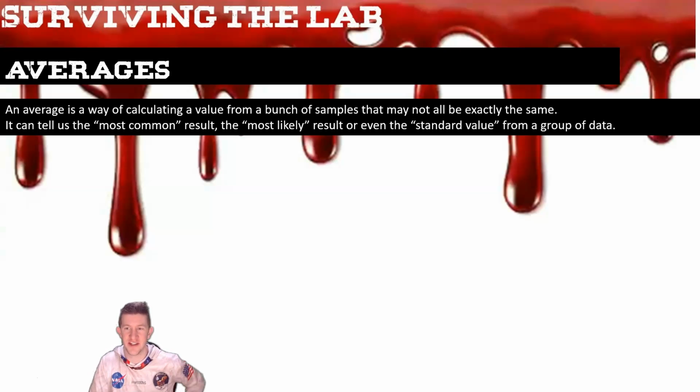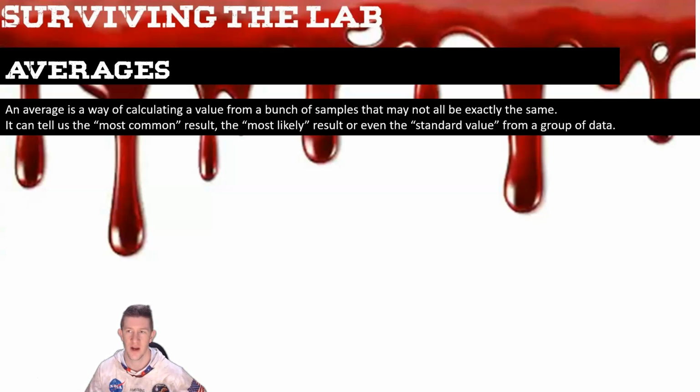Now we're looking at averages. So you may have already seen this in maths, and this should just be a bit of revision, but this is very, very important in scientific calculation. So an average is a way of taking a whole bunch of data, which we call samples, and all of the data may be slightly different. It may not be exactly the same.